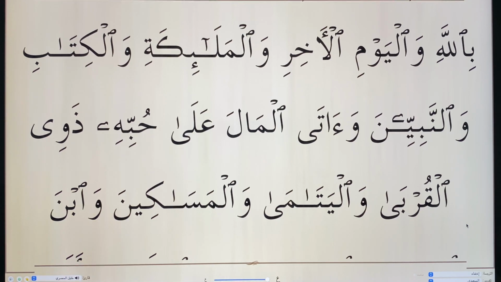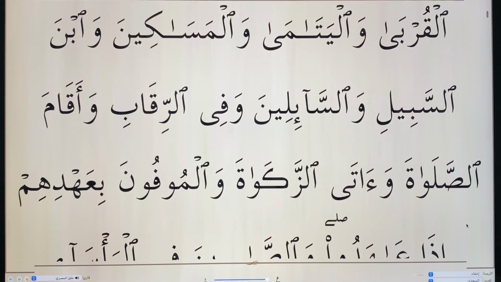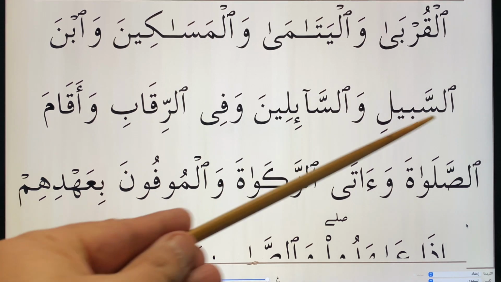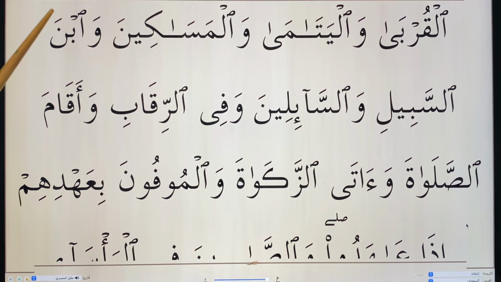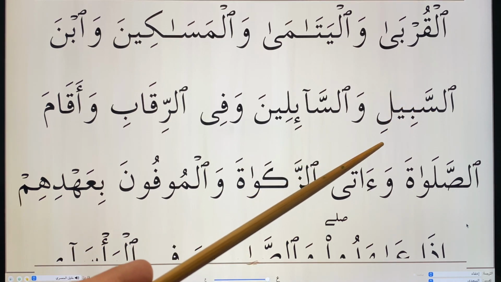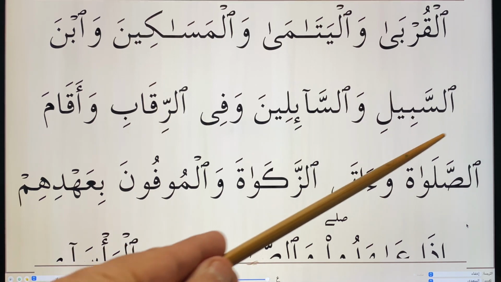والمساكين. What do you do here? This drops, goes straight to the ba. Wabna. There's a slight qalqala on the ba, letters that you slightly echo. Wabna, and then sabili. Sabili, right? Wabna sabili.